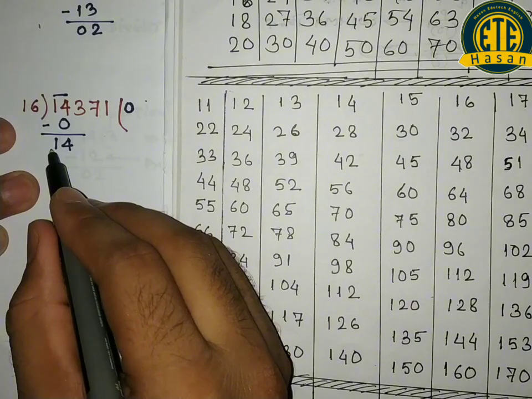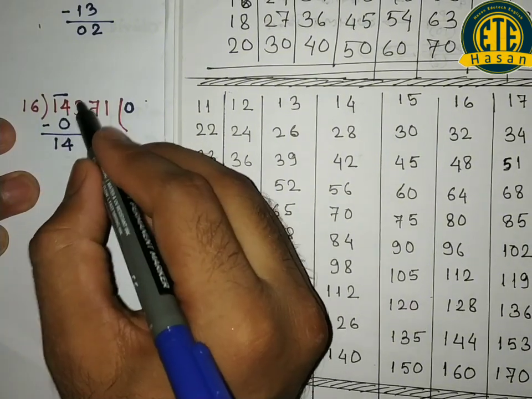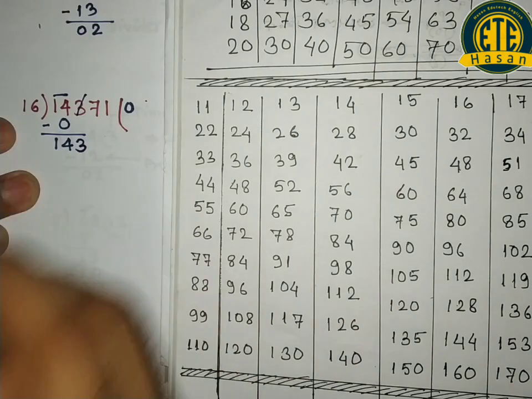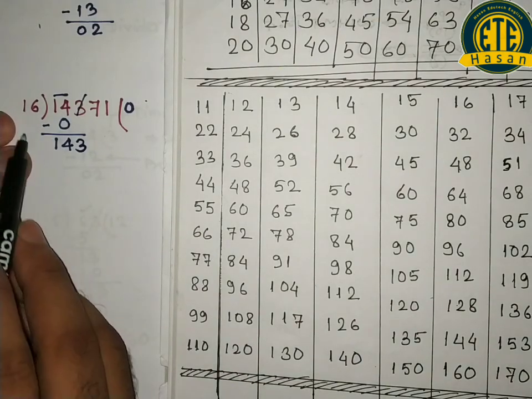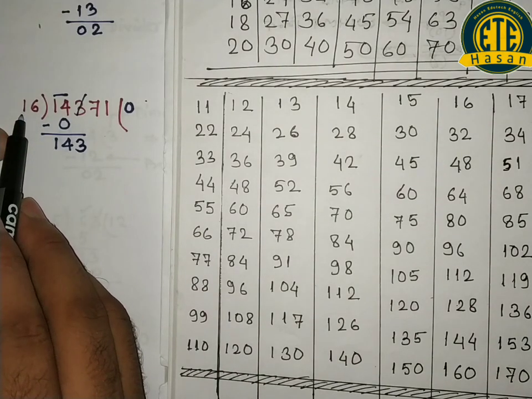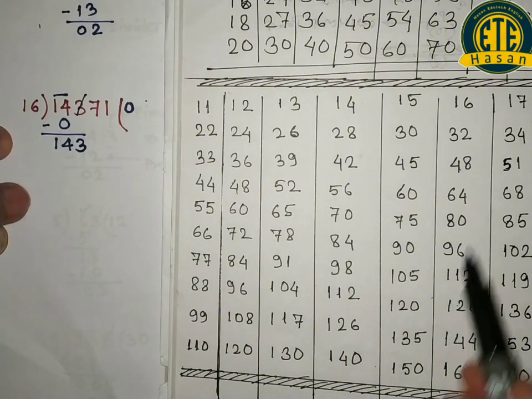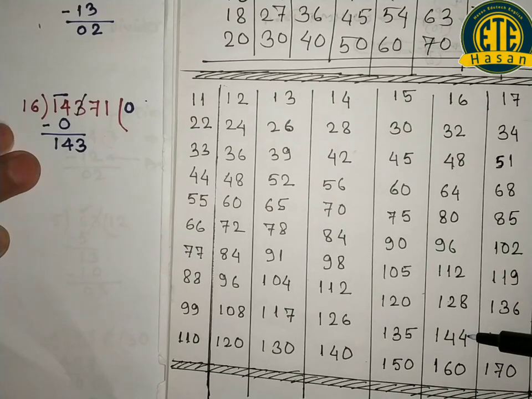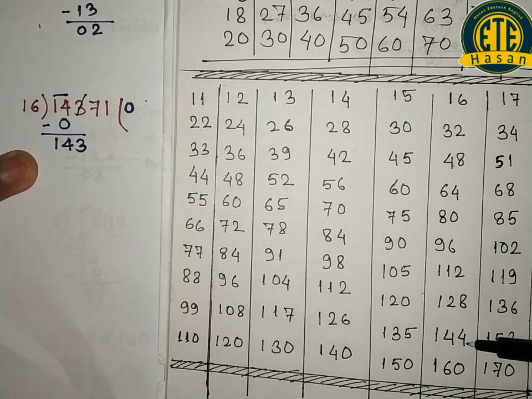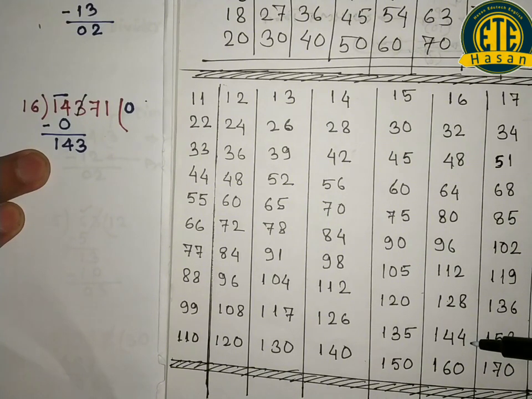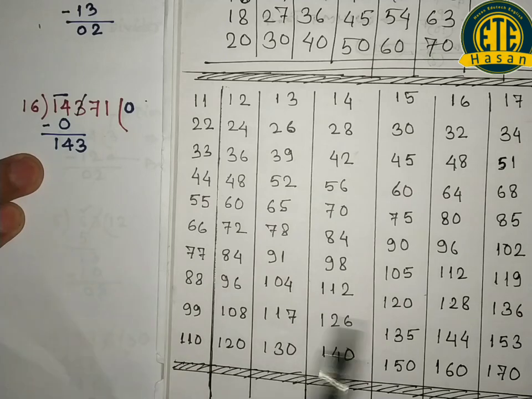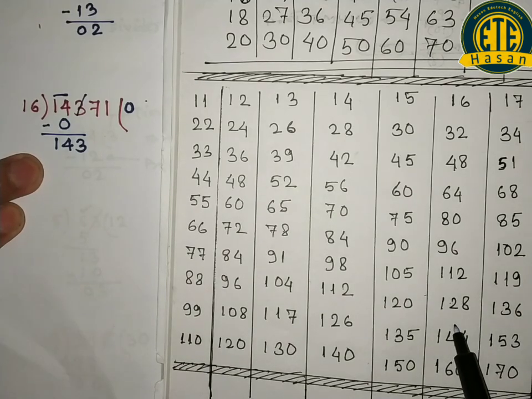Now after subtracting we have to write down our next number. The next number is 3 here. I have noted down 3 here. Now count 16 in the table up to 143. Here is the table of 16 and 143. Here is 144, which is greater than 143. So we have to count 143 or below 143. It means 143 lies between these.